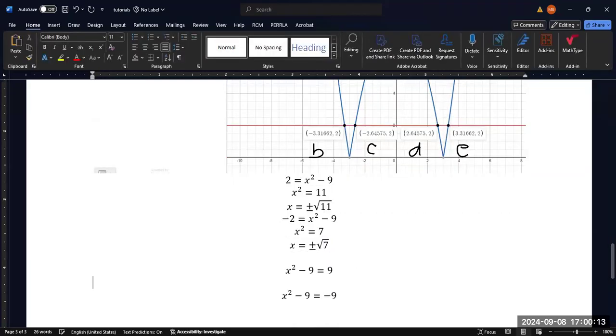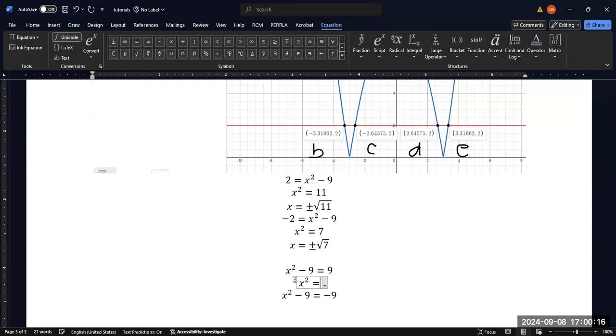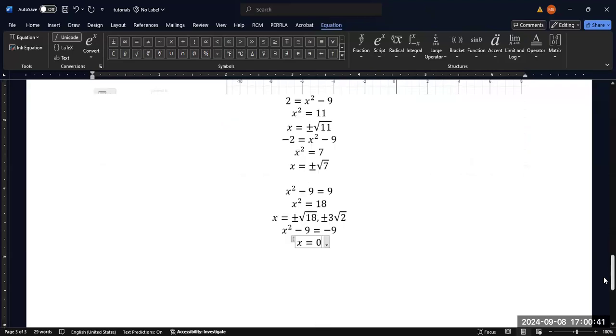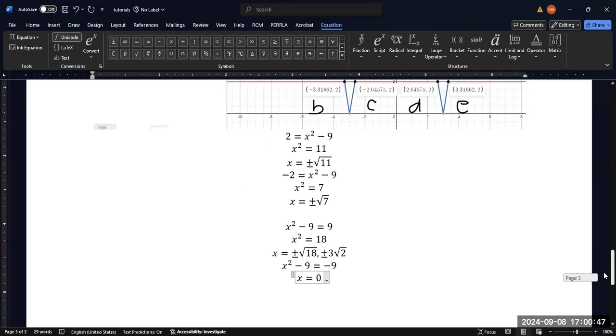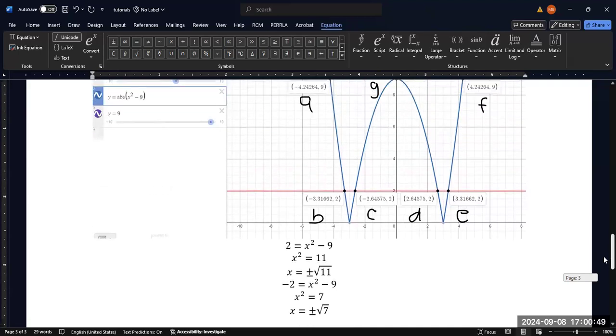And then on the top side, x squared is equal to 18. x is going to be equal to plus and minus the square root of 18, or plus and minus 3 square root of 2. And then in this case, this is going to be x equals 0, because we're going to get x squared is equal to 0. And so that's that one point that we have at the top. So let us write these down, which is which.